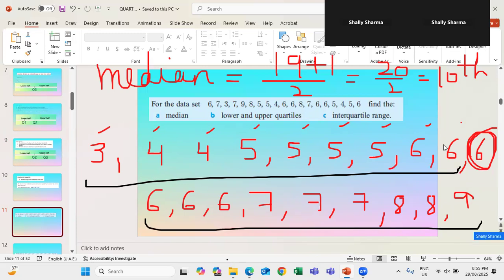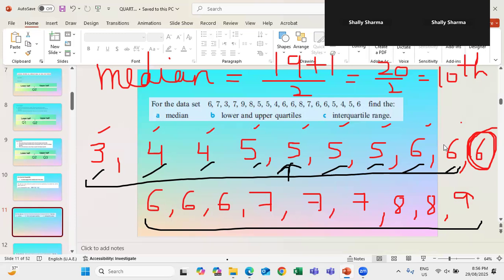Now I will apply the same strategy to find the lower quartile. Lower quartile means I need to see the lower half. And if I have to find the upper quartile, I need to see the upper half. Now I am going to find it by the second method, where I say: cancel here, cancel here, cancel here, cancel here. What I got at the end is 5.